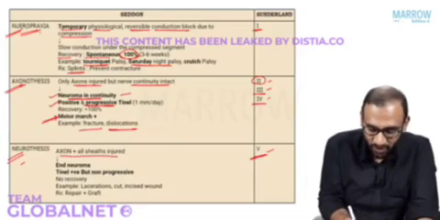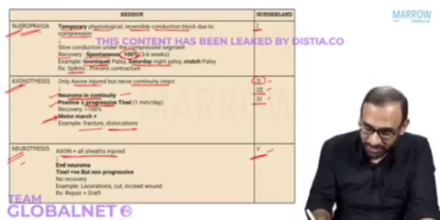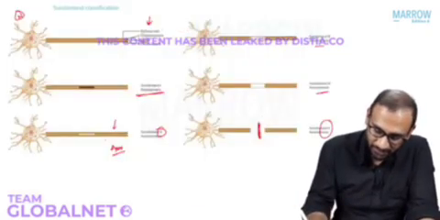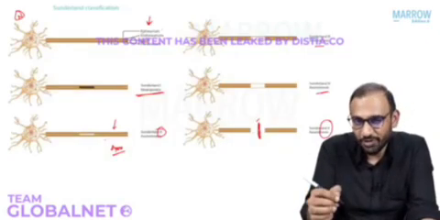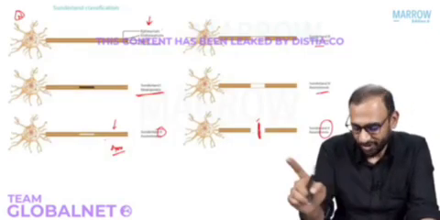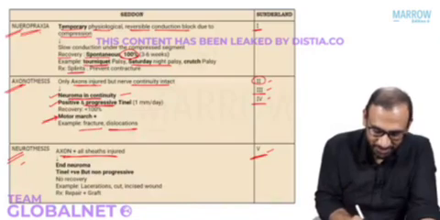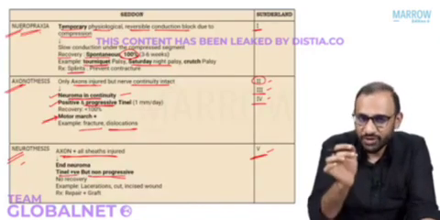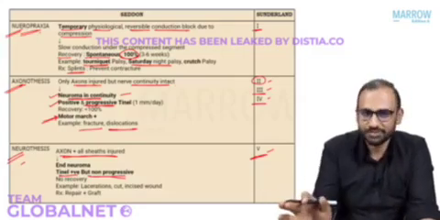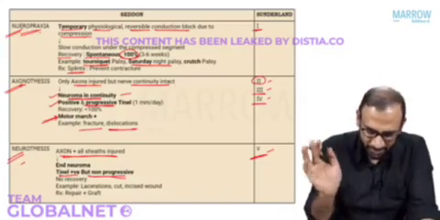So axons plus all the sheaths are injured. And since all the sheaths are injured, friends, what will happen? There will be an end neuroma. And if there is an end neuroma, there will be positive but non-progressive Tinel. So positive but non-progressive Tinel. There will be absolutely no recovery unless you repair the nerve. We'll talk more about it later. You will have to repair the nerve.